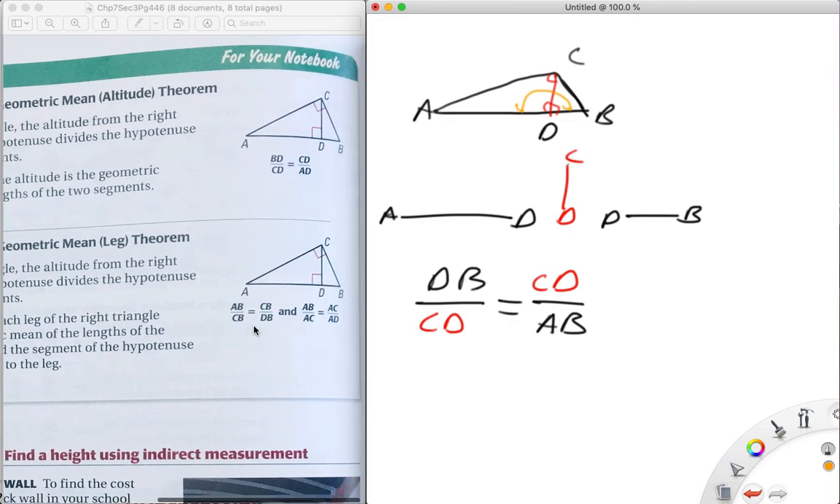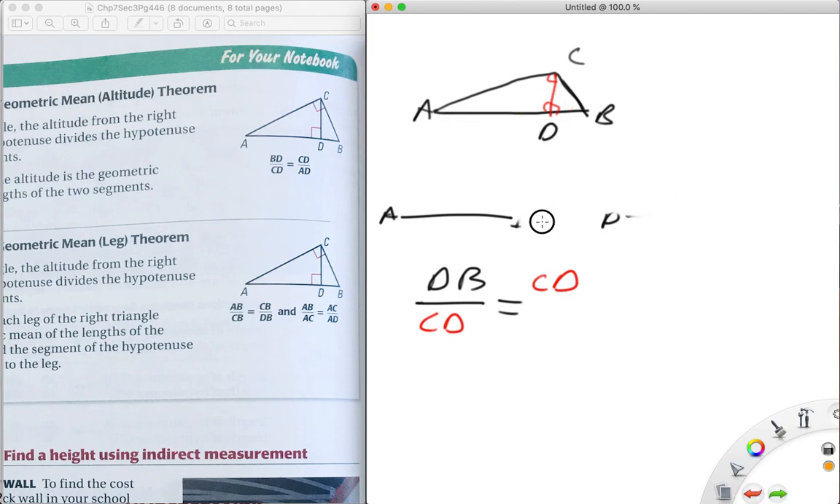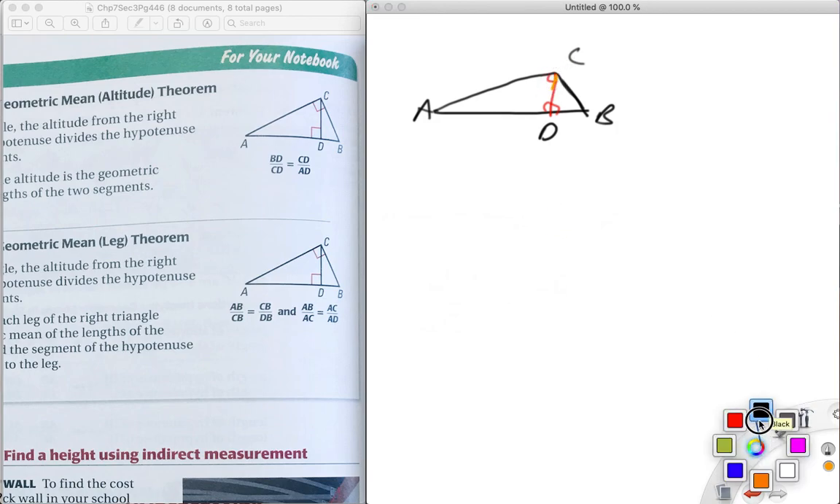Then you have the geometric mean of the leggies. So same thing, but now we got these legs. So don't worry too much about the altitude. That's not the geometric means of the legs. So here we go. So we got this guy, and we got this guy. All right. Then we also have the altitude, or the hypotenuse.